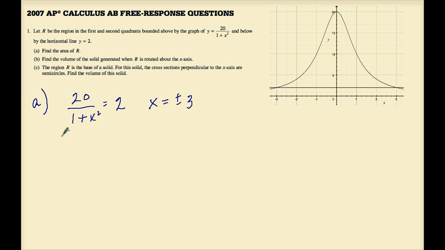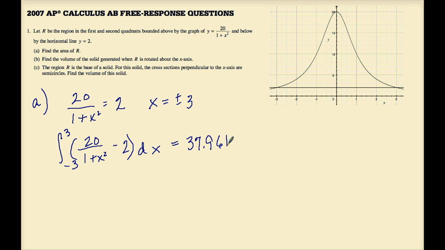Once you have the endpoints of integration, you can set up your integral from -3 to 3 of the function 20 over 1 plus x squared minus 2, and you're integrating, of course, with respect to x. Using the integrate function on your calculator, you find that this area is 37.961. Now let's look at letter B.